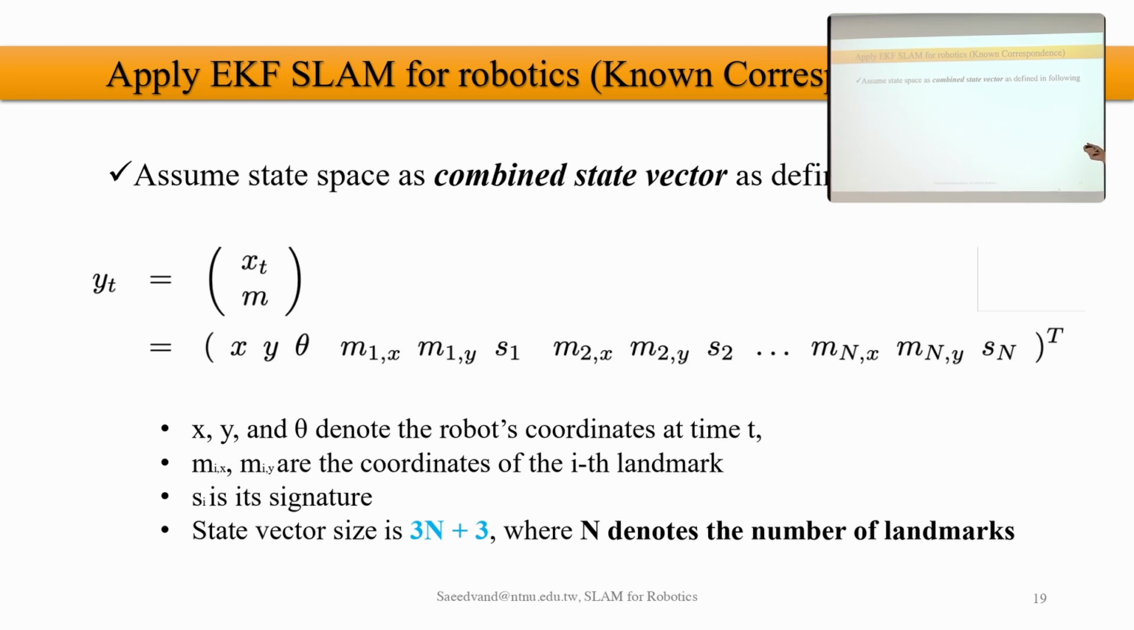So it assumes that the state space is the combined state vector, defined as follows. What does it mean? It means that we have the state vector that can be shown as y_t equal to x_t and m, and this x_t is representing the robot pose x, y, theta. So where the robot is, x, y, and what is the heading direction theta. Okay, clear? And what are these m's? These m's are indicating landmarks. Landmark 1 position x and y and signature. The index number, where it is, which one it is. So landmark 2, position and signature, and so on. We continue up to landmark n and signature n.